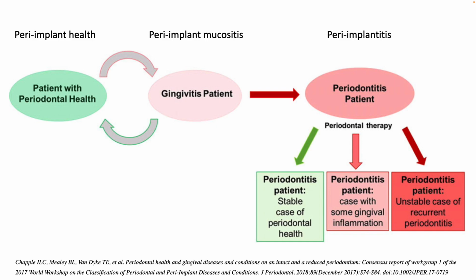But once a gingivitis patient progresses into periodontitis, it does not seem that they're able to become a periodontally healthy patient again. All we have is a periodontal patient that has stable health, or they become gingivally inflamed again, or have periods of recurrent periodontitis. And it very much follows peri-implant health, peri-implant mucositis, and peri-implantitis.